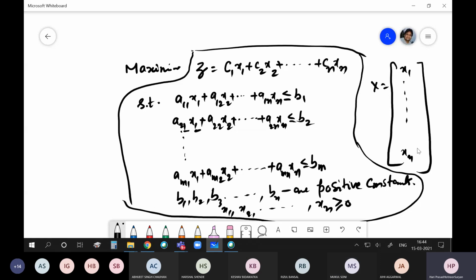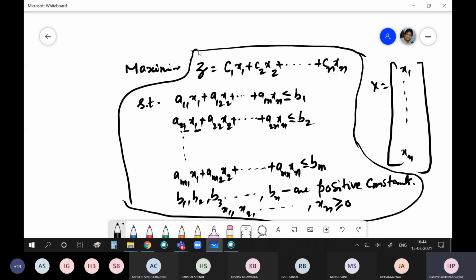In any other form, sometimes these b1, b2, b3 may be negative quantities, so that also we can convert. How we convert, we will come to later. Similarly, if it is a greater than or equal to constraint, how do we convert it into a less than or equal to constraint? Suppose it is an equality, then how do we convert it into less than or equal to?